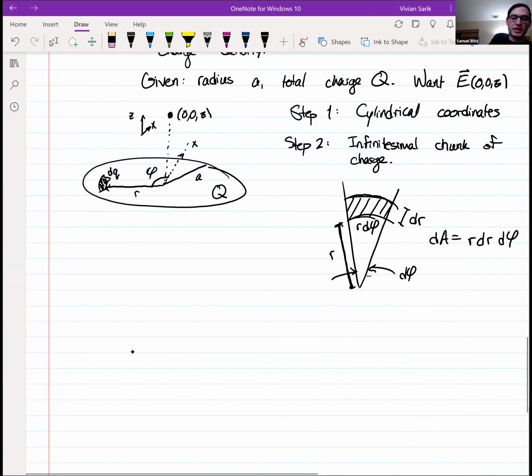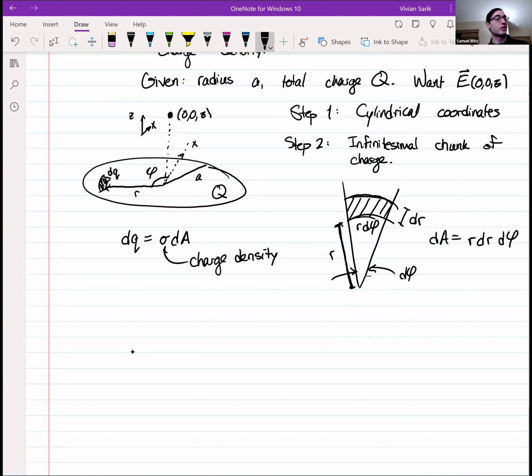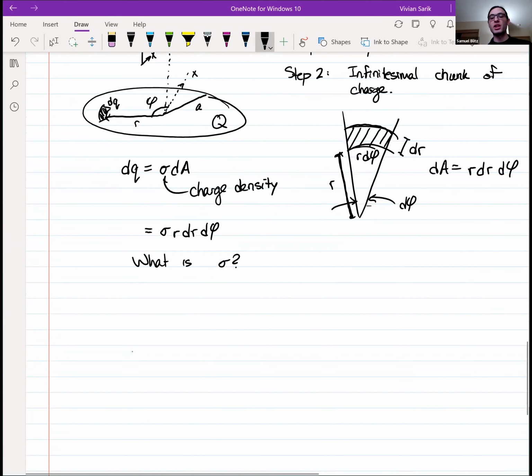So that means that dq is just sigma dA, where sigma is our charge density. In this case, it's an area charge density, or a surface charge density. And so we have that this dq is sigma times r dr d phi. Okay, so now we need to figure out what sigma is. Well, for sigma, we can do the same thing that we did before.